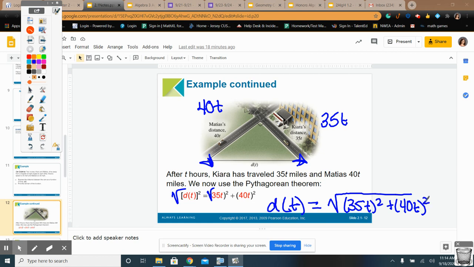And you're going to ask me, can't I just simplify those? No, you cannot simplify a square root when there's a plus sign inside of it. This is just as simple as it gets, and that could be a function to say how far apart they are.